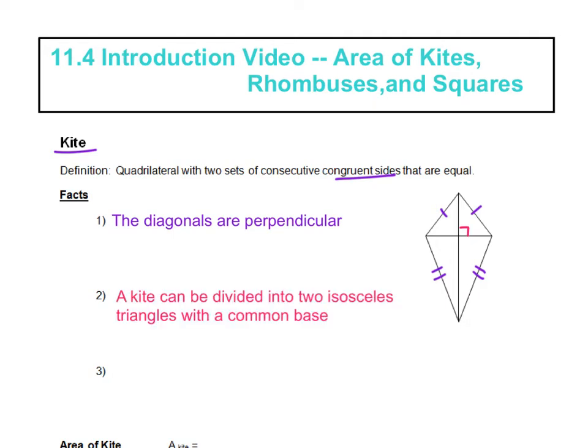Our second fact is that a kite can be divided into 2 isosceles triangles with a common base. So if we look at the kite and keep a lookout for triangles, we have this top triangle with 2 congruent sides. So that's your isosceles triangle. Then we have this bottom triangle with our 2 congruent sides. The base that they share, we're talking about that base right there. You can see that that is the base for each isosceles triangle. So knowing that we have isosceles triangles is helpful information in some of our examples.